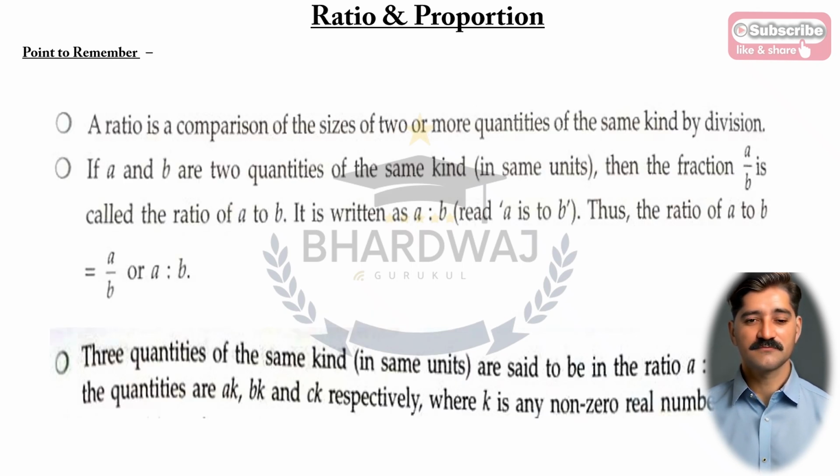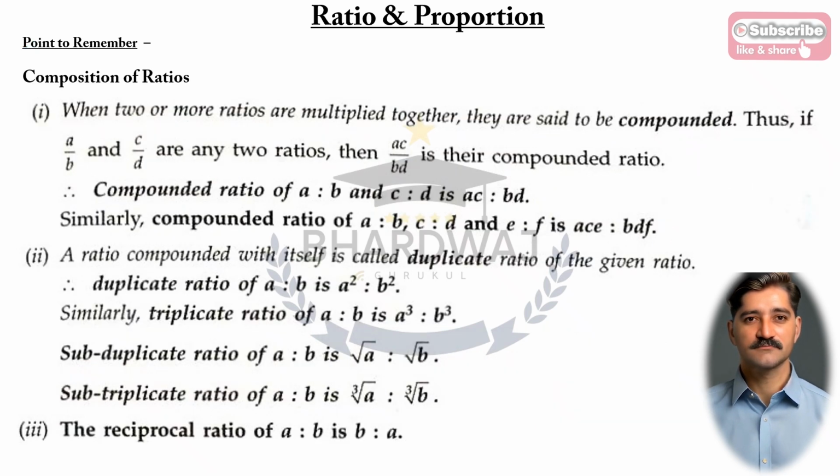A ratio is a comparison of the sizes of two or more quantities of the same kind by division. If A and B are two quantities of the same kind in the same units, then the fraction A by B is called the ratio of A to B. It is written as A:B, read A is to B. Thus the ratio of A to B equals A by B or A is to B. Three quantities of the same kind in the same units are said to be in the ratio A is to B is to C if the quantities are AK, BK and CK respectively, where K is any non-zero real number.